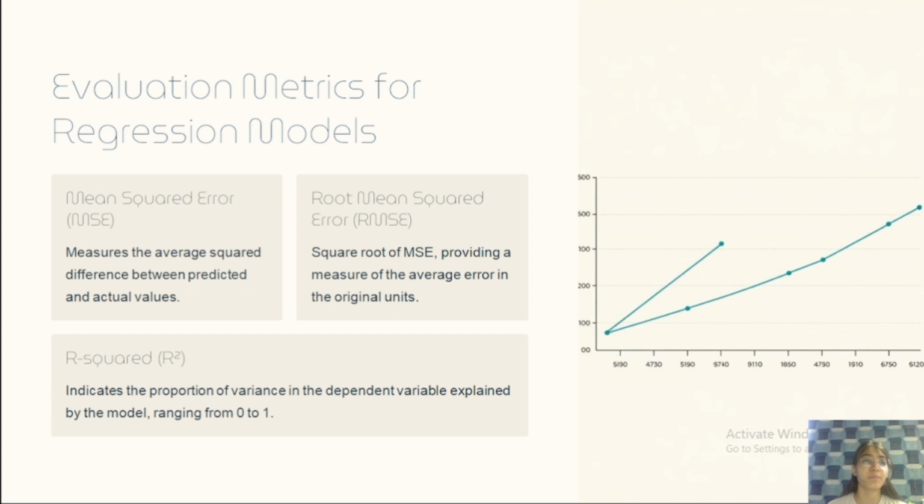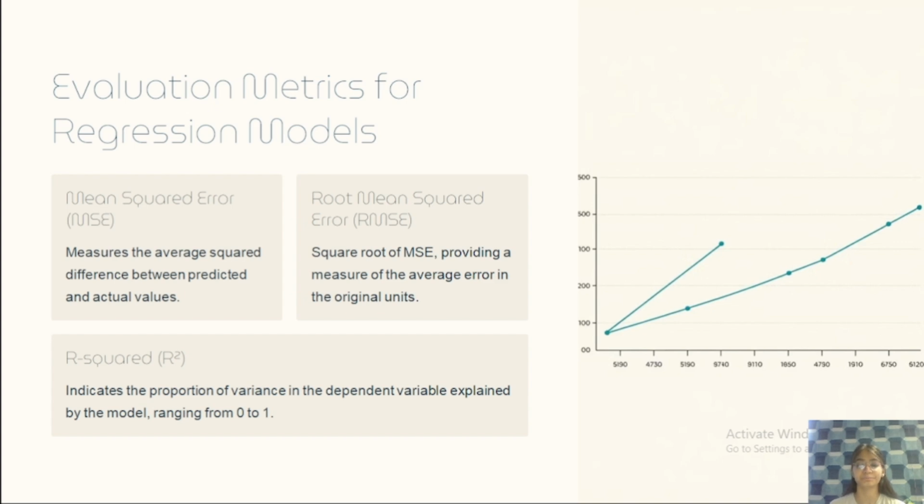Now we are discussing the evaluation metrics for regression models. In regression models, we have three terms that are mainly used for evaluating a model. The first one, we have the mean square error. The second one, we have root mean square error, and the third one we have R square. Mean square error measures the average squared difference between the predicted and the actual values. Root mean square error is the root of the mean square error, and it provides an average error in original units. The third one is R square. It indicates the proportion of variance in the dependent variable explained by the model, and the range is from 0 to 1.